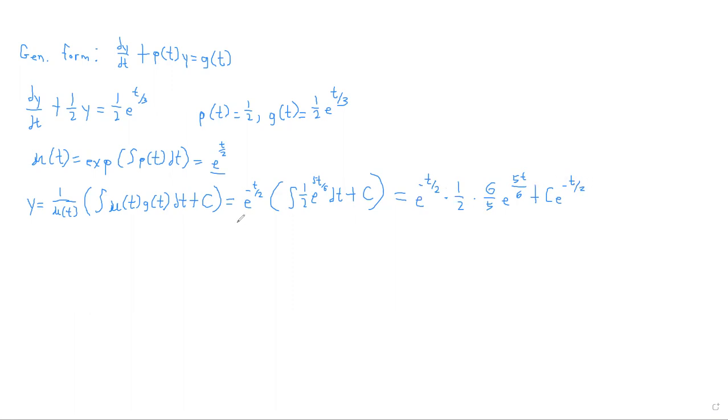So basically y of t is just equal to 3. Okay, let me think. Yeah, because 6 divided by 2 is 3. This is in my notes. That's just equal to 3/5, 5/6 minus 1/2, e to the t over 3, plus c e to the negative t over 2.